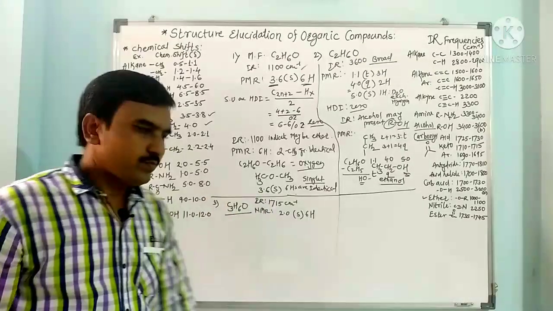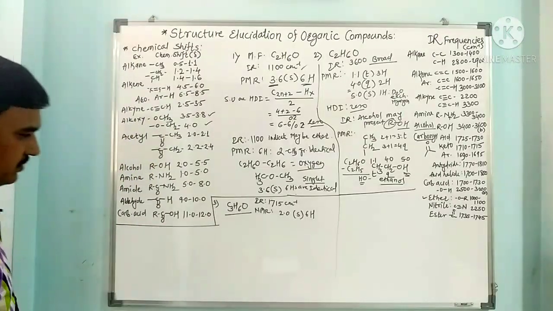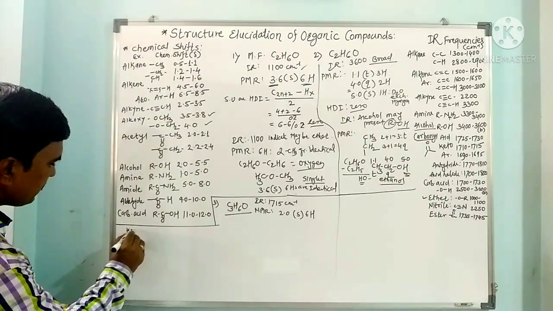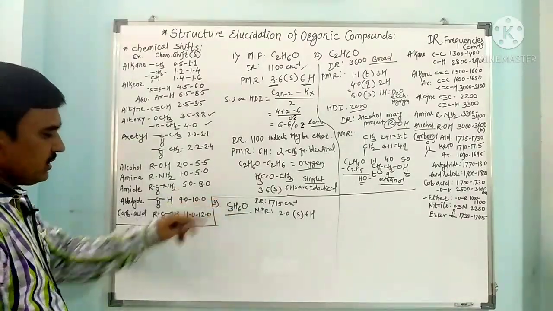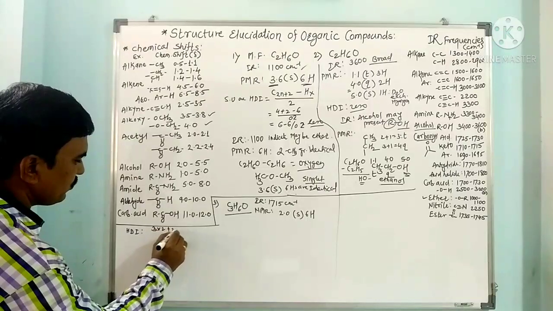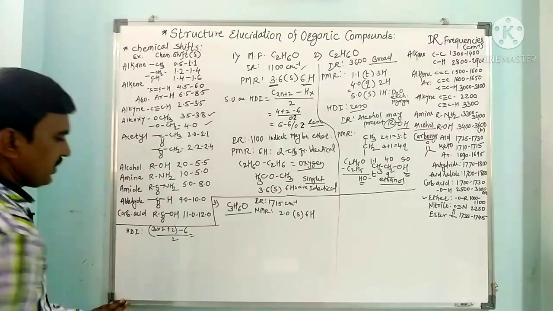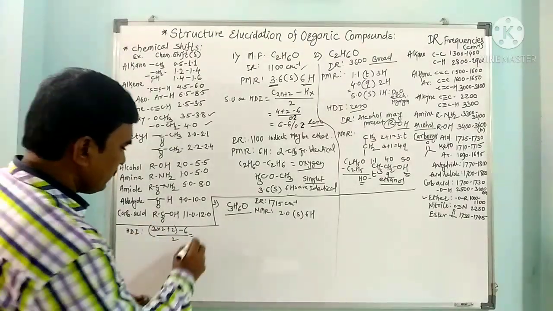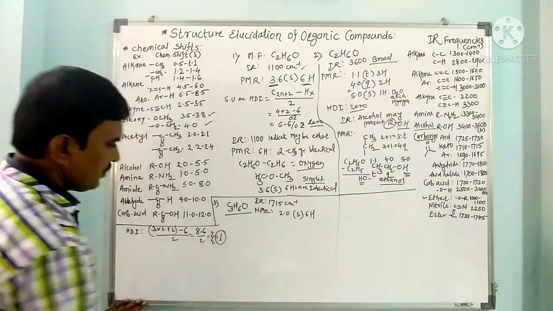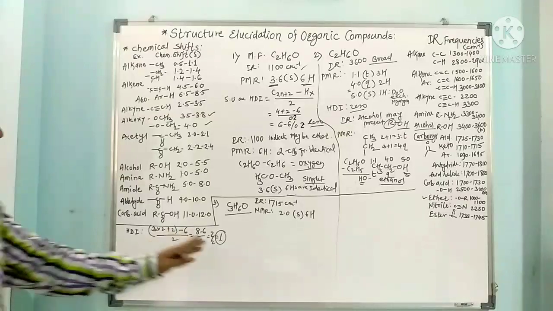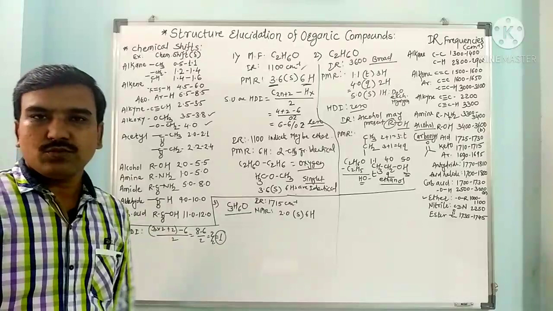So determine the structure. First of all we have to see the sites of unsaturation, so we have to see the hydrogen deficiency index. So number of carbons into 2 plus 2, so 3 into 2 plus 2 minus number of hydrogens, that is 6, divided by 2. So 3 into 2 is 6, plus 2, 8. 8 minus 6 by 2, so 2 by 2 equal to 1. So there is one site of unsaturation, that is, one double bond may be there. It may be between the carbon-carbon or it may be with the oxygen, because oxygen is also there.